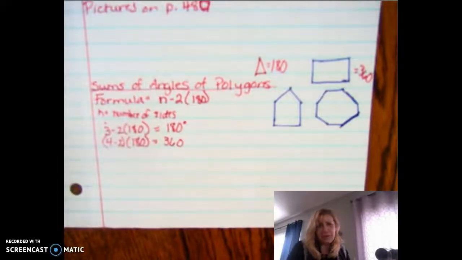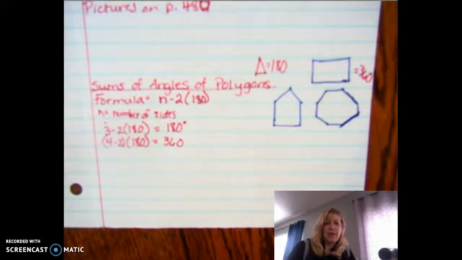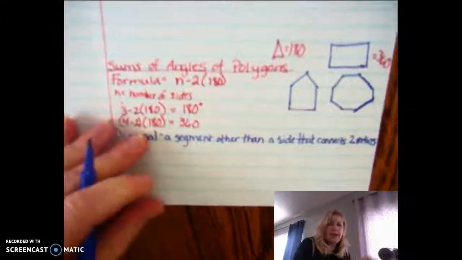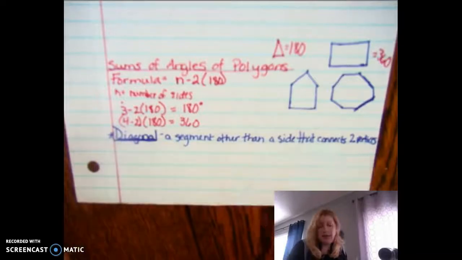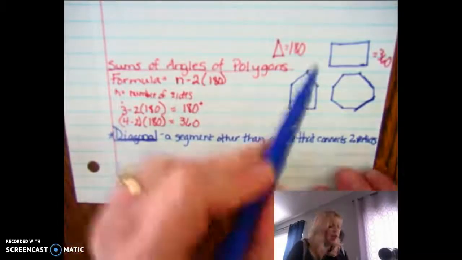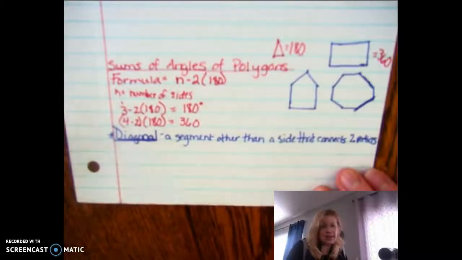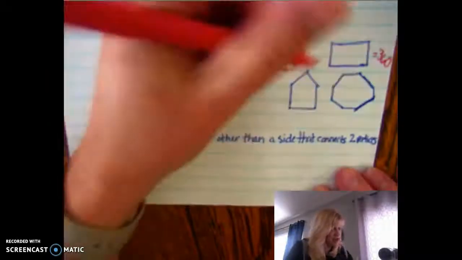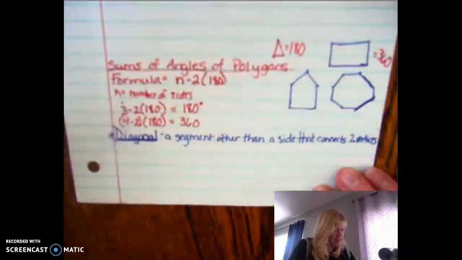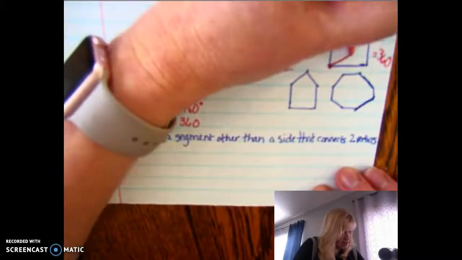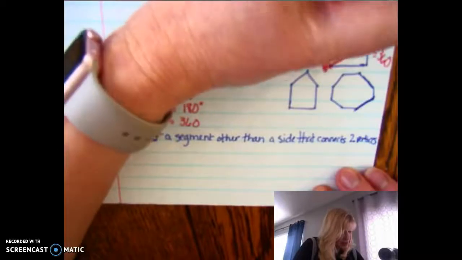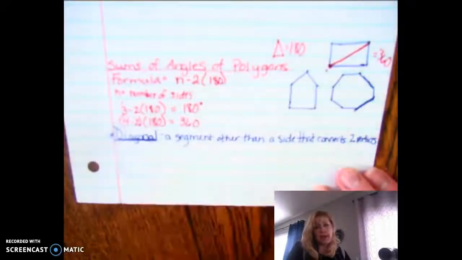I want to show you why this works, and then we will go through what this is in a future lesson. I decided to add another, and this is in your book, you are required to know this: what a diagonal is. A diagonal is a segment other than a side that connects two vertices. And I'm going to show you how to do this. So if I were to just pick one corner of this quadrilateral and make as many triangles as I can with just one vertex, there are 2 triangles.